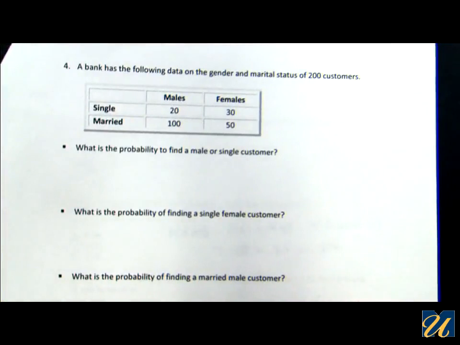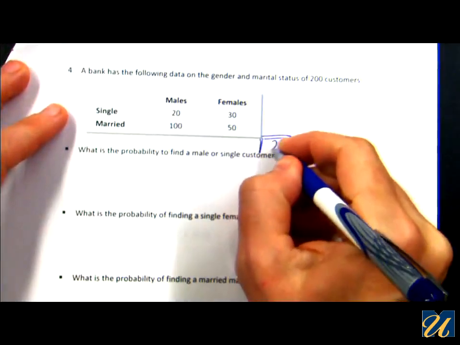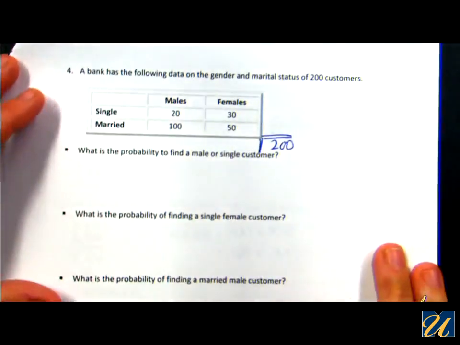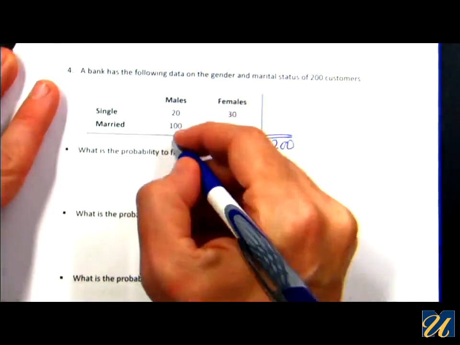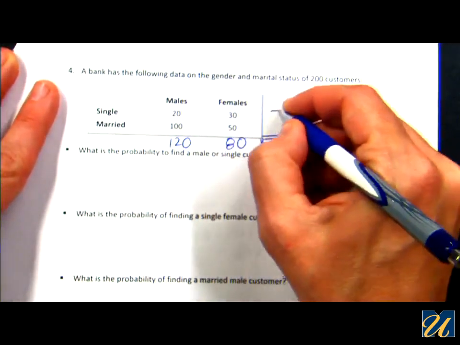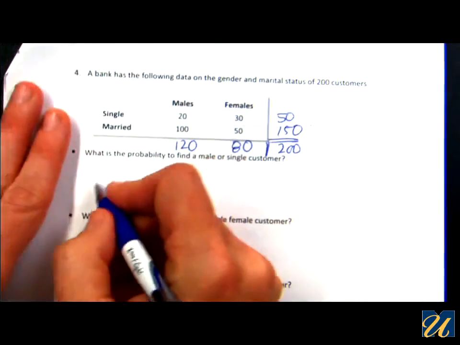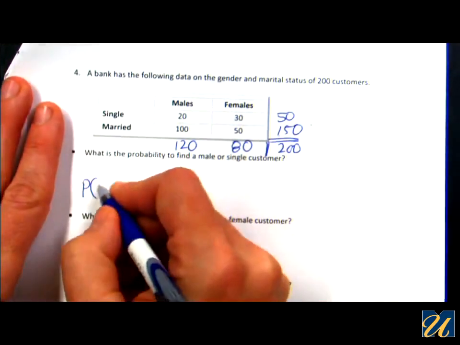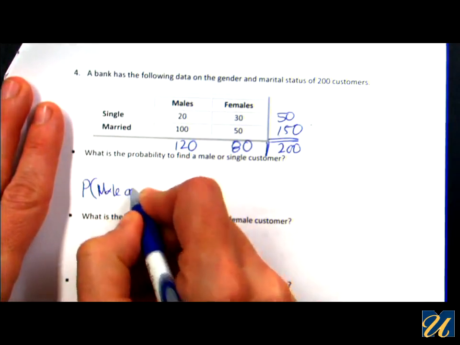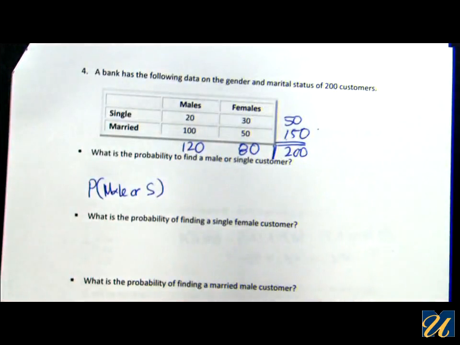Problem number 4. A bank has the following data on gender and marital status of 200 customers. So we know that the grand total will be 200. So we calculate all the totals, 120, 80, 50, and 150. I'm looking for the probability of selecting a male or single. A male or single.